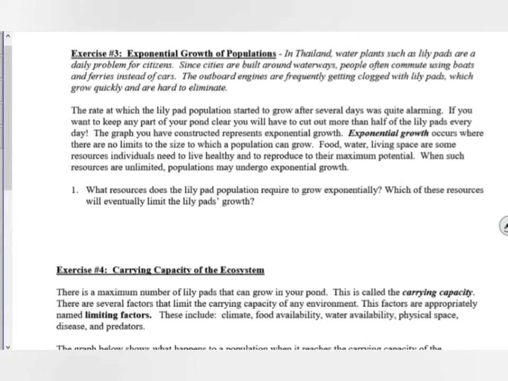Okay, so it says, in Thailand, water plants such as lily pads are a daily problem for citizens. Since cities are built around waterways, people often commute using boats and ferries instead of cars. The outboard engines are frequently getting clogged with lily pads, which grow quickly and are hard to eliminate. Okay, the rate at which the lily pads started to grow very fast after several days. If you want to keep any part of your pond clear, you will have to cut out more than half of the lily pads every day. And what you constructed represents exponential growth.